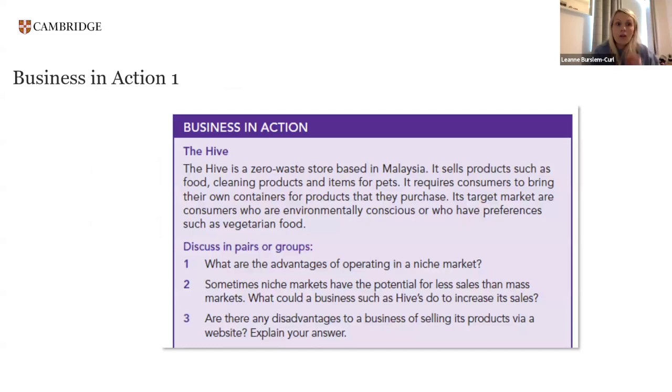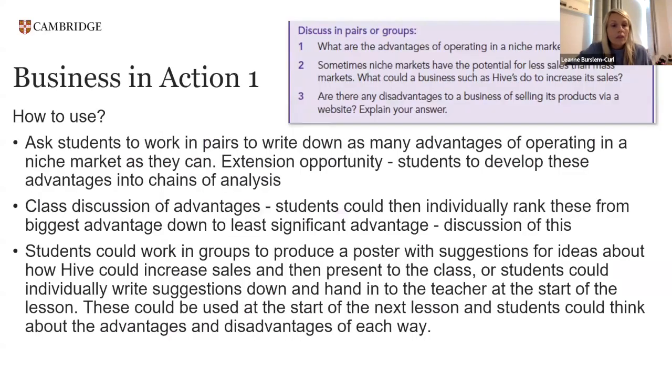On the next slide, we've got the first example of a business in action. So as you can see, it's a nice, concise case study with those questions listed. So on the next slide, again, we've got some ideas about how we can use it. The first question is about advantages of operating in a niche market. Now, obviously, that can be used as a standalone question, but that could be developed further into an extension opportunity where students could develop these advantages into chains of analysis.